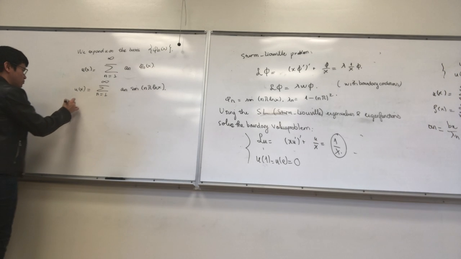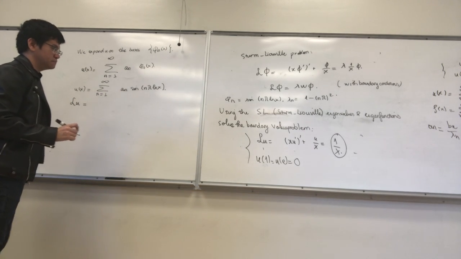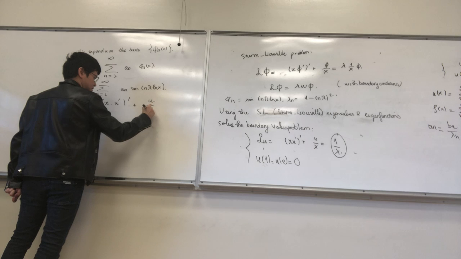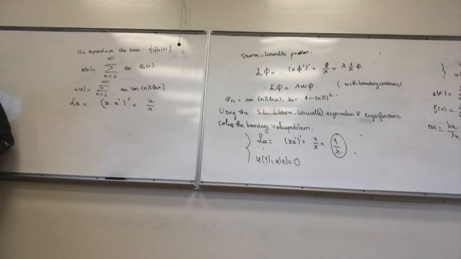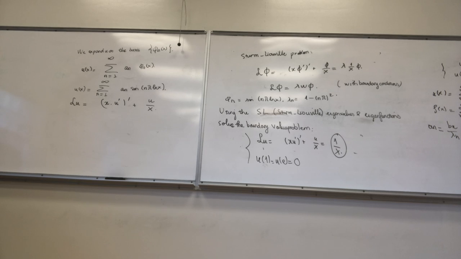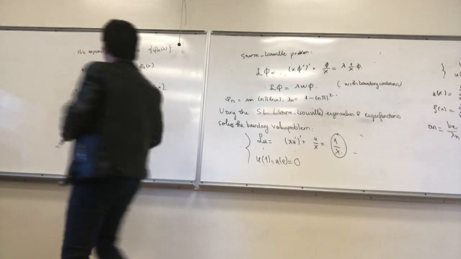Right, so now I'm going to compute Lu. So Lu will be x times u prime plus u over x. I expand again. I'm going to use exactly the same strategy that I used for the case of the Laplace operator. In that case, I expanded u on the eigenfunctions, and expanded f on the eigenfunctions, and I identified the coefficient a n of u to be the coefficient b n divided by lambda. This is in the previous lectures. Now we're going to do the same thing.